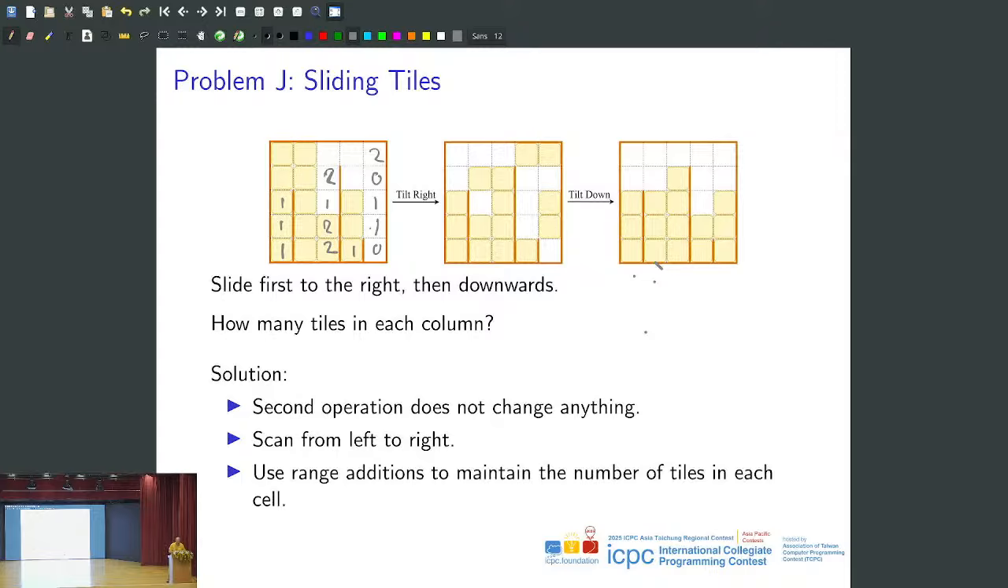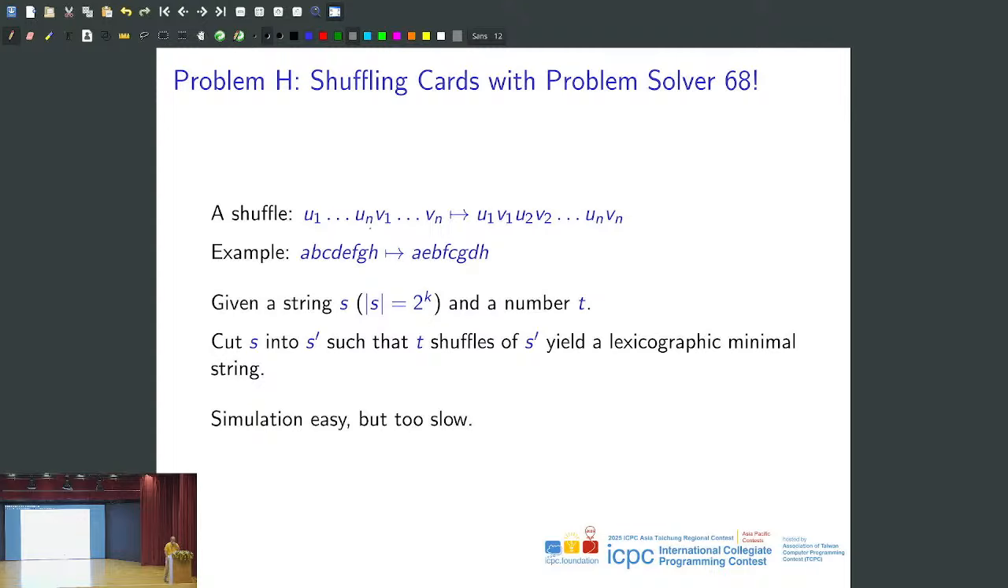And of course it sounds expensive, but these tiles are on top of each other, and you can use range additions, which cost only amortized logarithmic time. They can do this very quickly, basically in log time. Next.